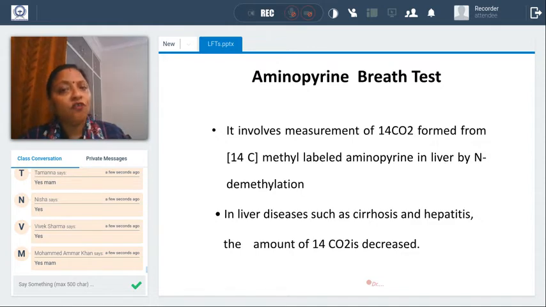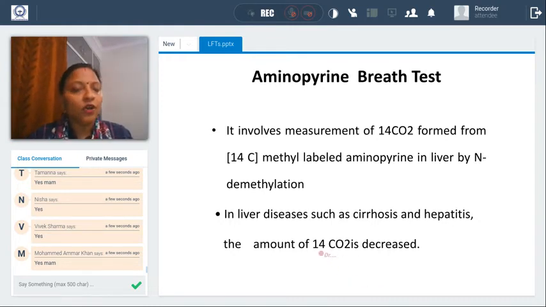Next is aminopyrin breath test. It involves measurement of 14CO2 formed from methyl labeled aminopyrin in liver by demethylation. In liver diseases such as cirrhosis and hepatitis, the amount of this 14CO2 is decreased. It is an important point here. CO2 labeled with 14 carbon is decreased in liver diseases.